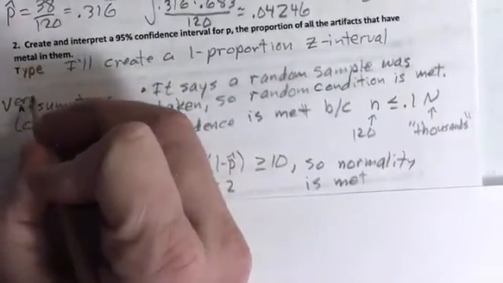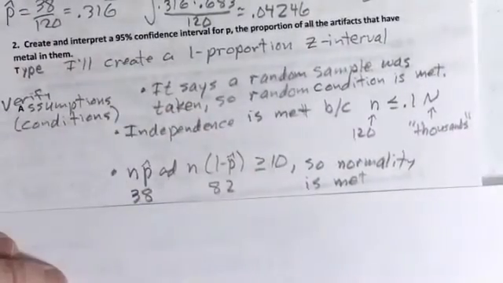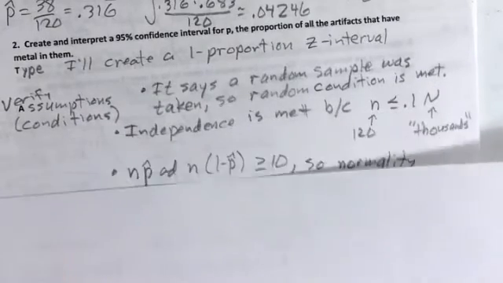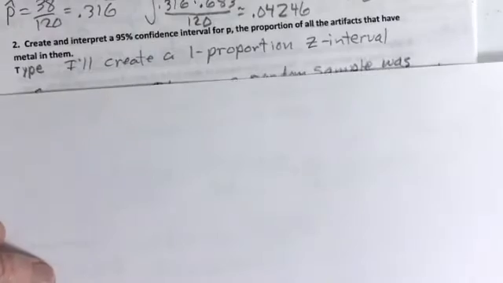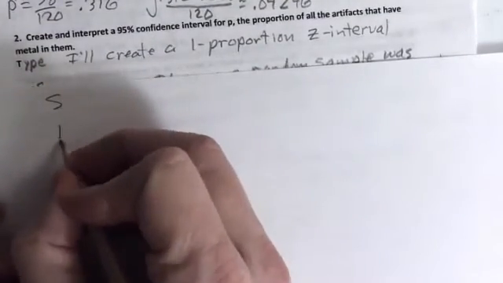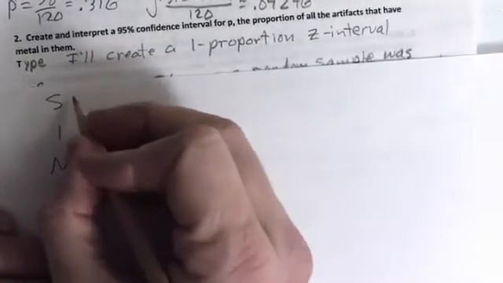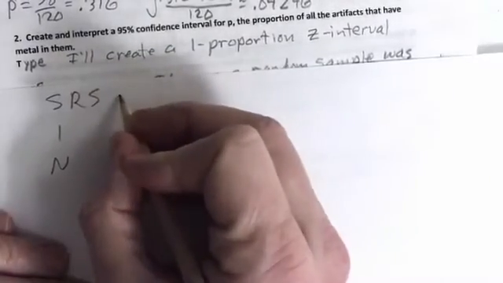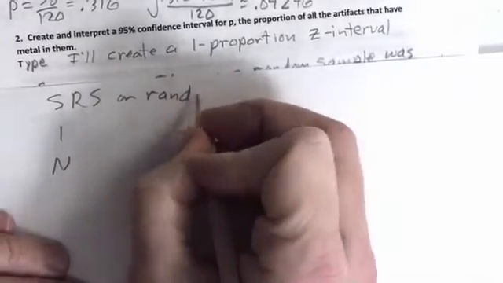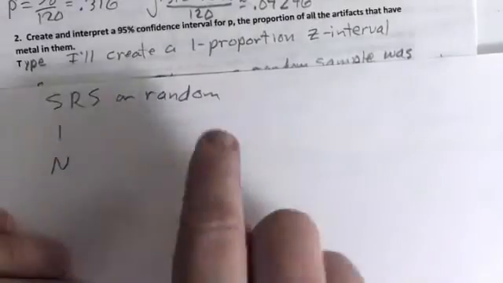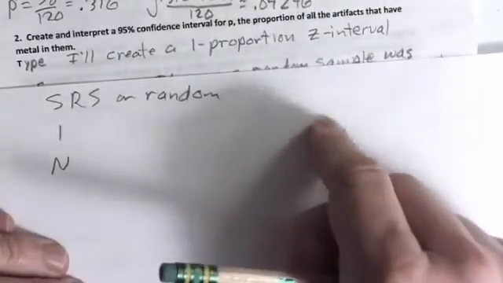You must verify them. In other words, you don't just list them, you state whether or not you think they're true. Let me just say this to you. In general, our conditions are going to spell out the acronym SIN. And so we're going to be sinning the rest of the year. Is it an SRS or is it random? Have they collected their data randomly? Or have they, in an experiment, randomly assigned treatments?